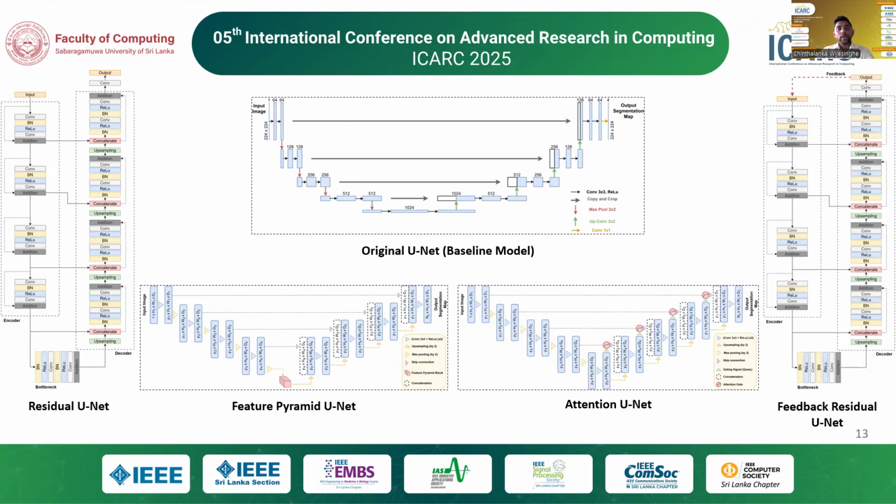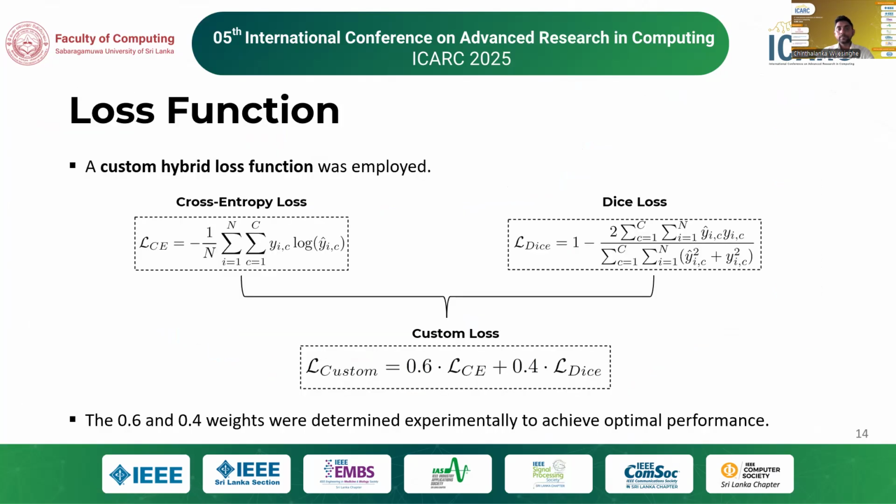The feature pyramid unit enhances the original unit by integrating a feature pyramid block at the bottleneck stage for multi-scale feature extraction. The feedback residual unit was built upon the residual unit by introducing feedback connections. These connections enable the network to iteratively refine the segmentation outputs by revisiting and adjusting intermediate features based on the predictions. Now let's look at the proposed loss function for CMRI segmentation.